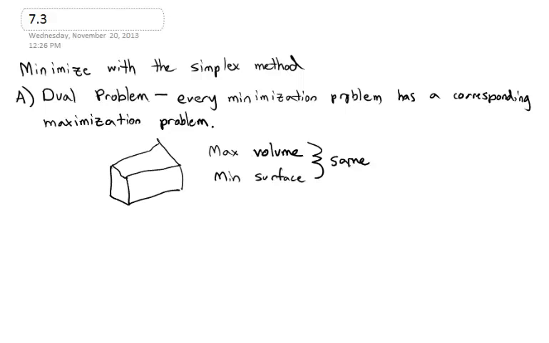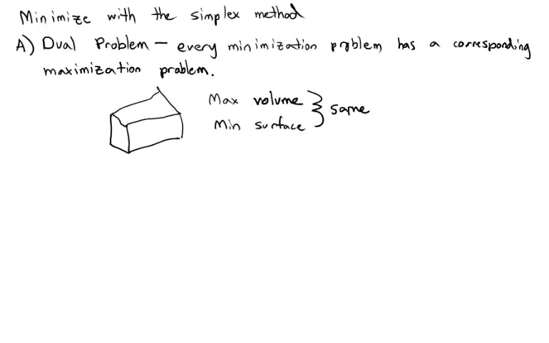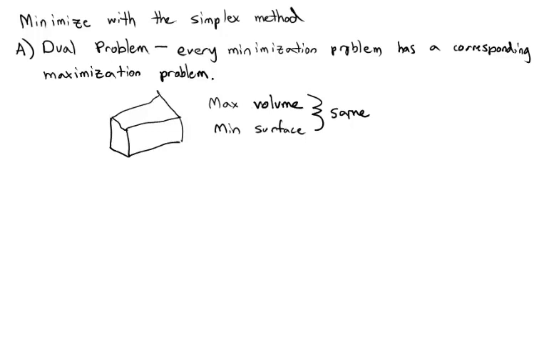Every maximization problem has a minimization problem that has the exact same solution. Every minimization problem has a maximization problem that has the exact same solution. And since the simplex method is used for maximization, we will convert the minimization problem into a maximization problem. The way we make that conversion is a simple process.